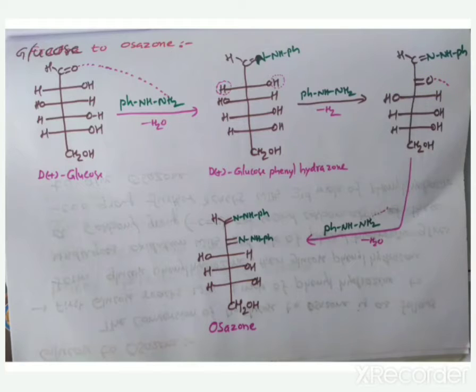So, the main role of phenylhydrazine, what? To react with the C double bond O group. Now we have a C double bond O group, so the third mole of phenylhydrazine reacts with this C double bond O group to form osazone. So, students, initially D-glucose reacts with 1 mole of phenylhydrazine to form glucose phenylhydrazone. Further, glucose phenylhydrazone undergoes oxidation with a second mole of phenylhydrazine.